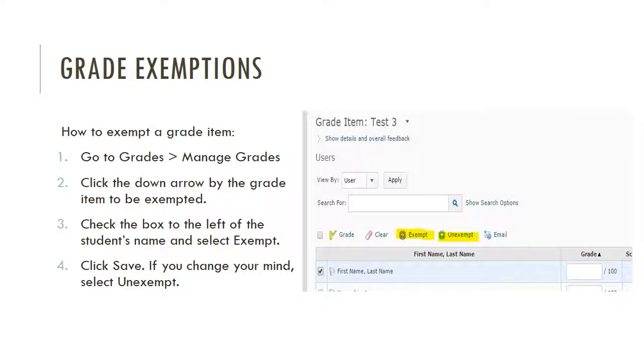If you want to make an exemption, you can go to grade item and then just check the student's name and click exempt. If, say, you click the wrong student, you can do the same process and just click unexempt. Just make sure you save those changes so that they're applied.